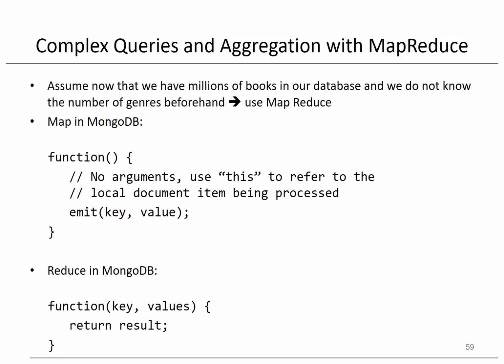Assume now that we have millions of books in our database and we do not know the number of genres beforehand. Looping through all books to fetch all possible genres and then constructing a list of averages per genre would be very time consuming. So it makes sense to rewrite our logic using a MapReduce approach. In MongoDB, the map and reduce functions should be supplied using JavaScript code and using the two prototypes shown here.